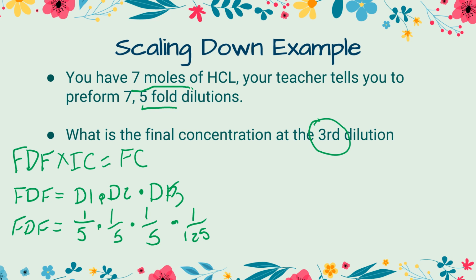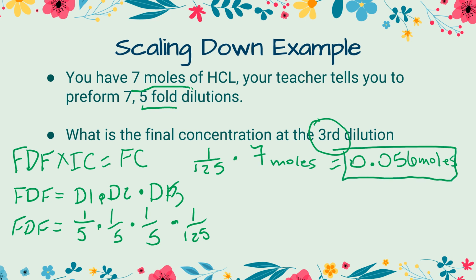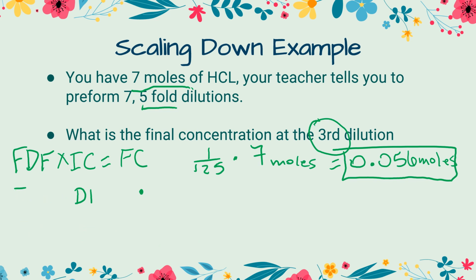Now if I multiply, right, I'm going to plug back into my original equation. 1 over 125 times 7 moles equals 0.056 moles would be my final concentration. Super simple to figure out. Now, let's look at our second problem. I'm going to erase this down here so I can throw up our next problem.